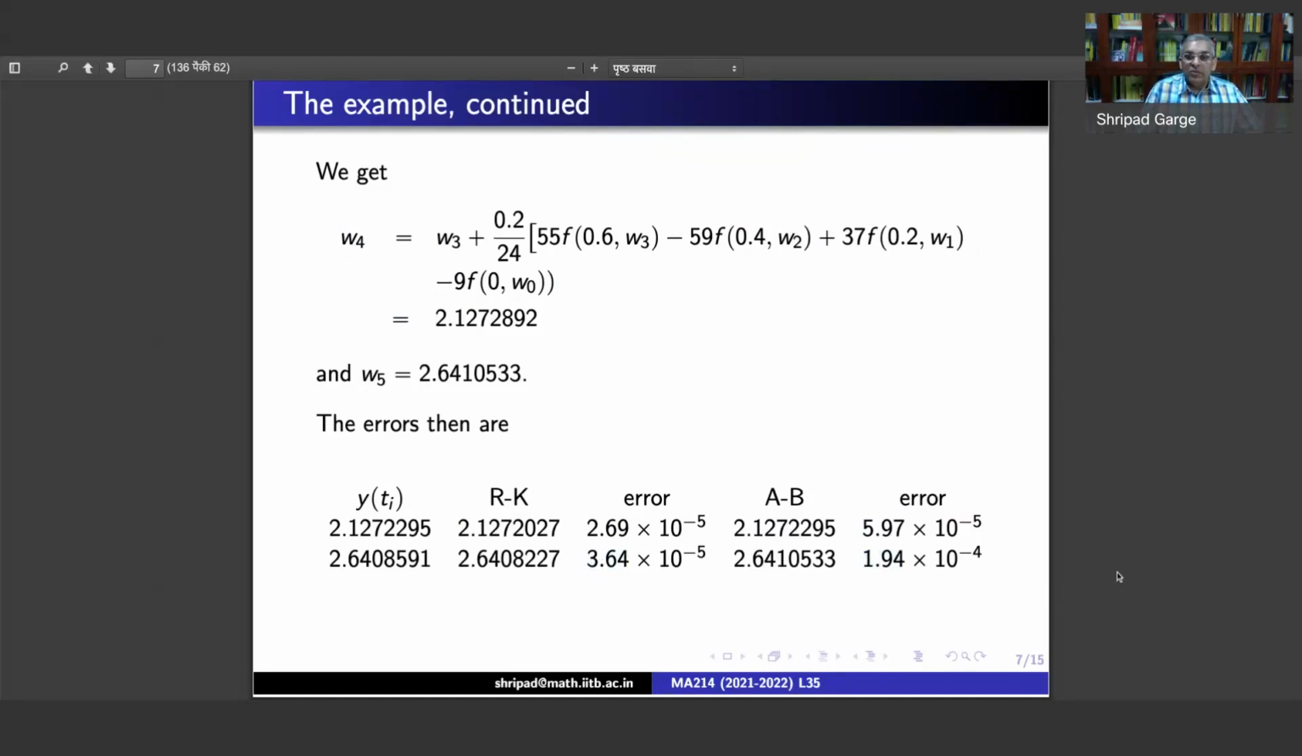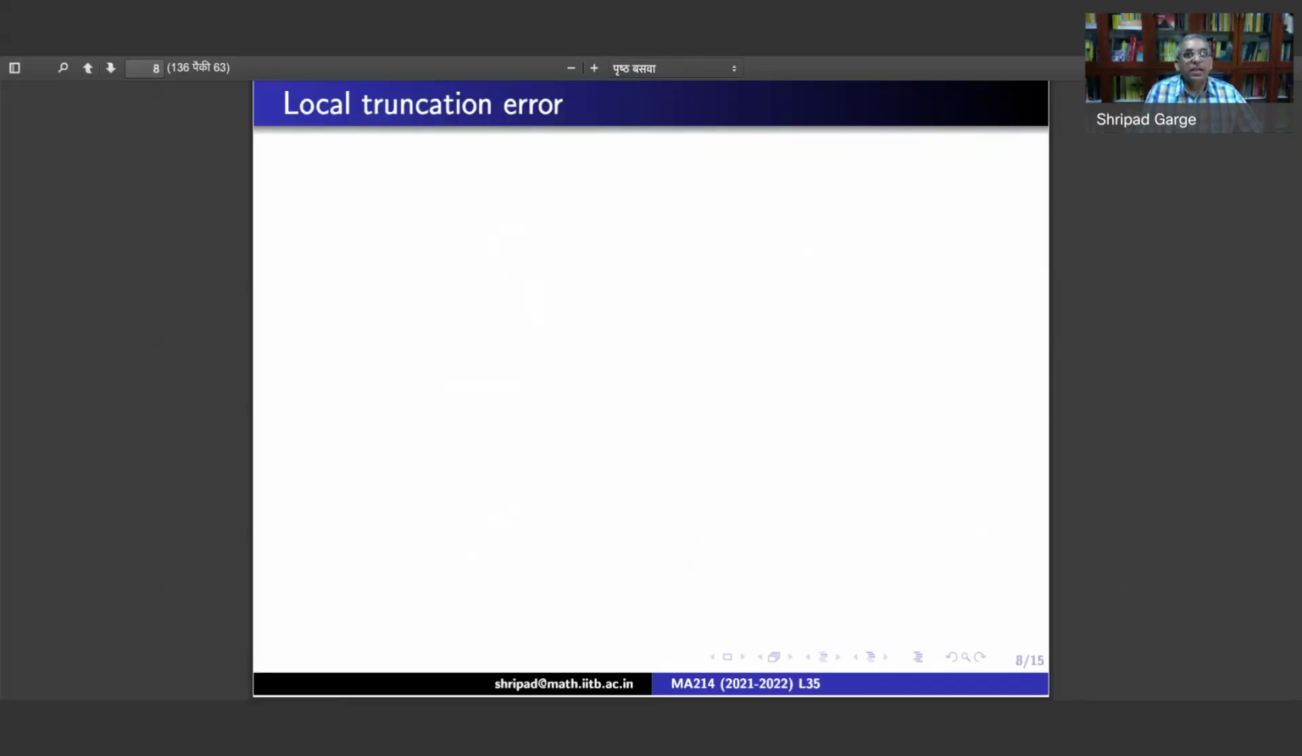So this is more than twice the error that we got for the Runge-Kutta method. Although our methods are a bit complicated, we are not doing as well as the Runge-Kutta method, but let's try to improve it. I promise that by the end of this lecture, we will have seen a nice way to improve the Adams-Bashforth method so that we do even better than Runge and Kutta. Before we go to that, let me tell you about the local truncation error.